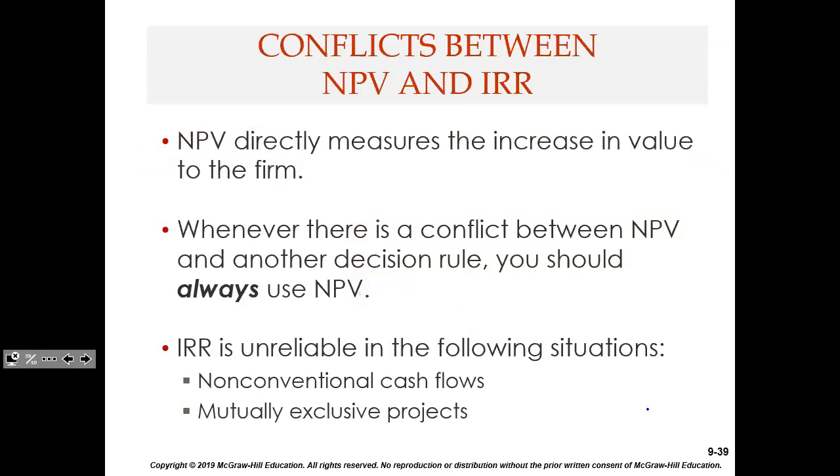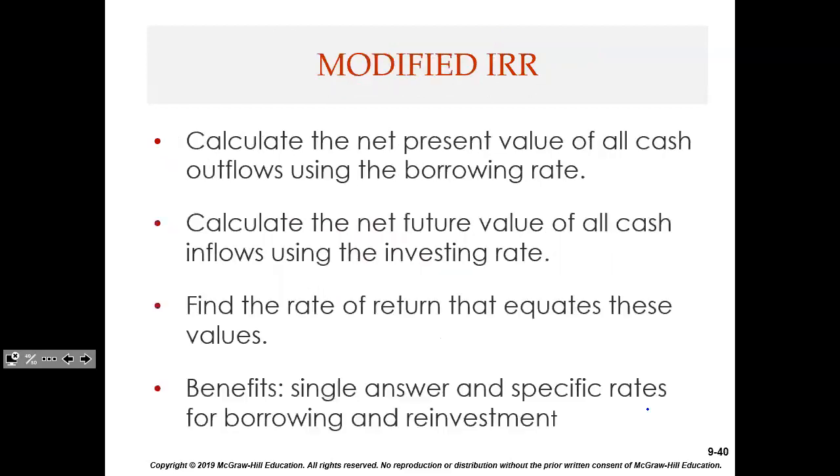Again, the conflicts, we talked a little bit about this before. Net present value gives us an idea of how much we increase the value of the firm. If there's a conflict between the two, always go with net present value. You always want to go with the hard number, whether you're adding value to the firm or not.